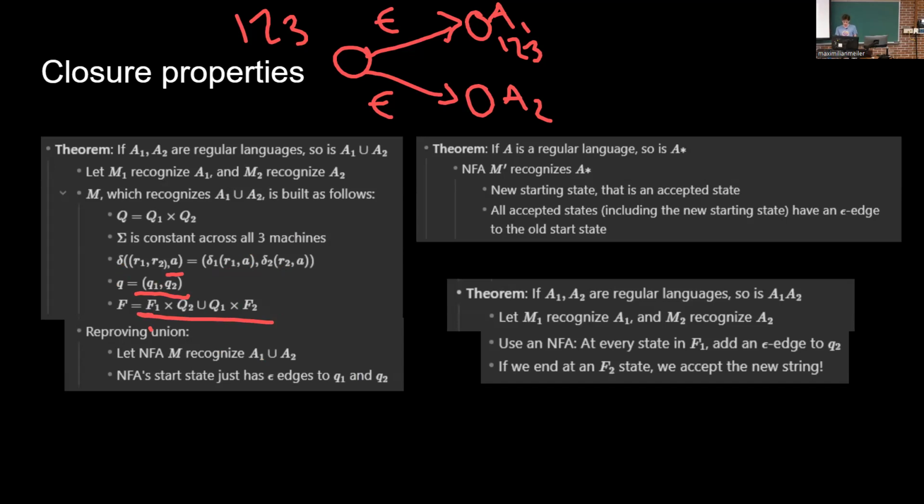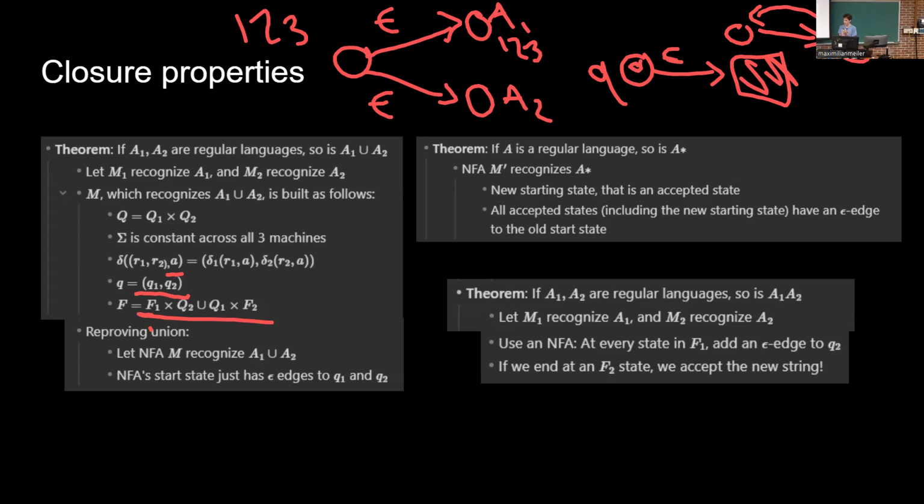And then A star just works by your new starting state, we'll call it Q, being an accepted state. And then you have your machine, I'll just make a square. Anything that is an accepted state within that square has an epsilon edge to the old starting state, not the new one. So what this essentially allows us to do is start here.